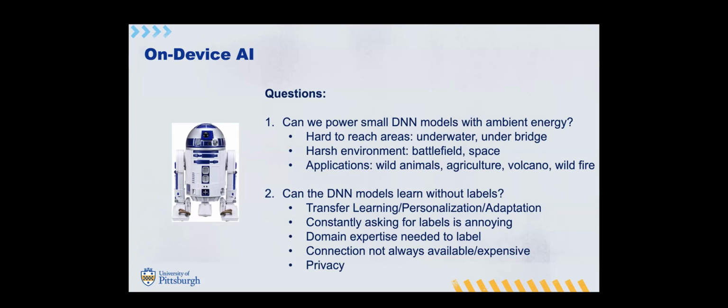And many times domain expertise is needed to do the labeling. For example, if it's a medical application, then we need a doctor to constantly label the new data, which is not always feasible, or it's very expensive to accomplish. And also in some places, connection is not always available, or it's really expensive. And what's more, there are privacy concerns. So there's a need to train the DNN model on device without labels or with a minimum number of labels.